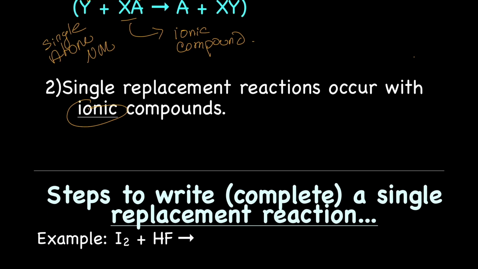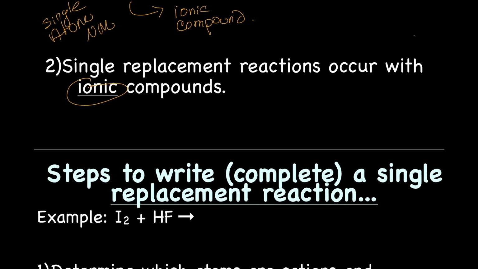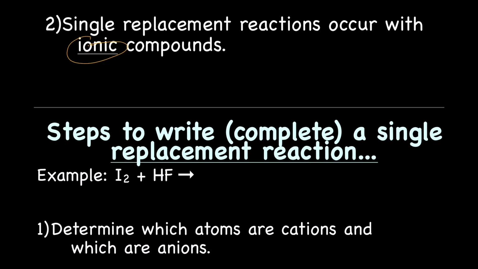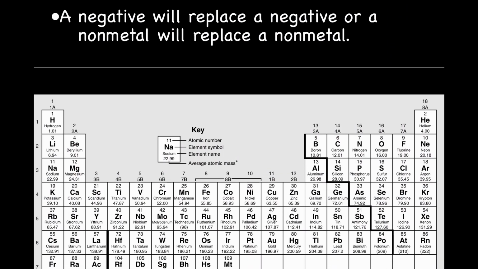All right, let's go on to the steps to write or complete a single replacement or displacement reaction. As we're going through the steps, we're going to work through the example I2 plus HF. The first step is to determine which atoms are cations and which are anions, or would be. We have I, H, and F. We'll start with I.